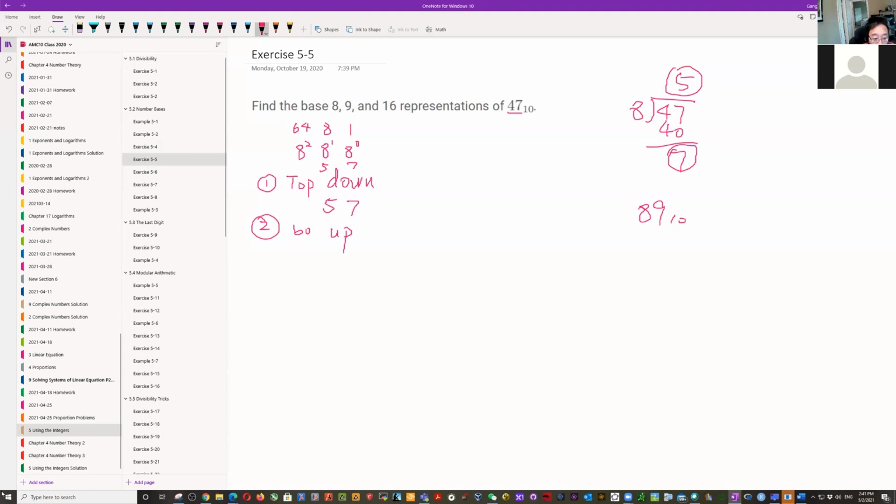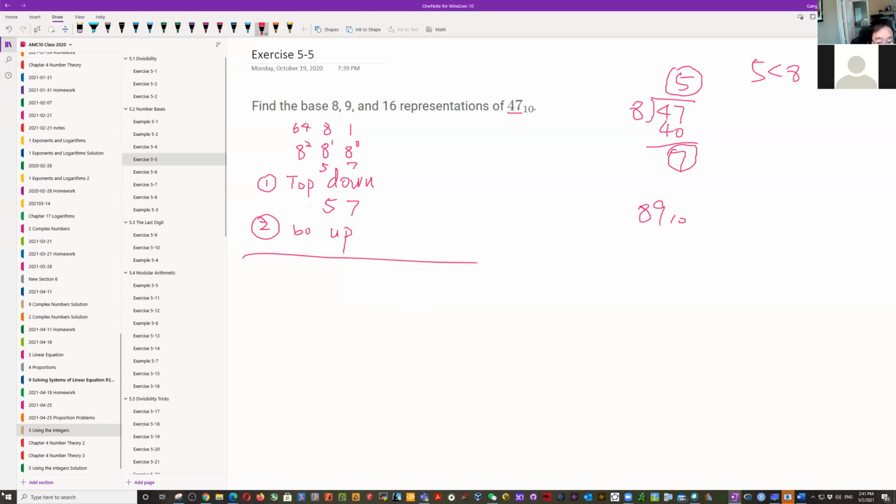In top down, I divide by 8 because I may divide by 64 or even a bigger number. If I divide by bigger numbers, I put down the quotient first. In bottom up, you put down the remainder first, and then you put down the quotient only if the quotient is already less than the base. The base is 8, so if the quotient 5 is less than 8, I can put it down. So this is the bottom up.